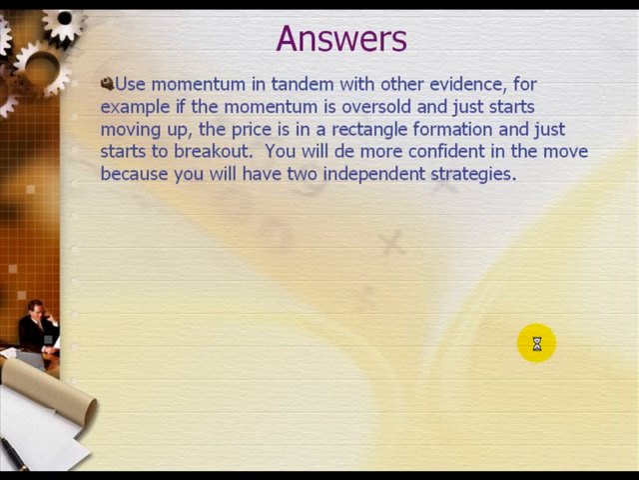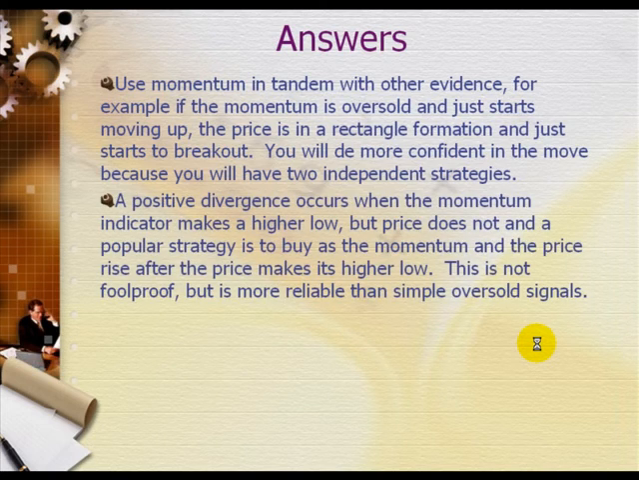A positive divergence occurs when the momentum indicator makes a higher low, but price does not, and a popular strategy is to buy as the momentum and the price rise after the price makes its higher low. This is not foolproof, but is more reliable than simple oversold signals.